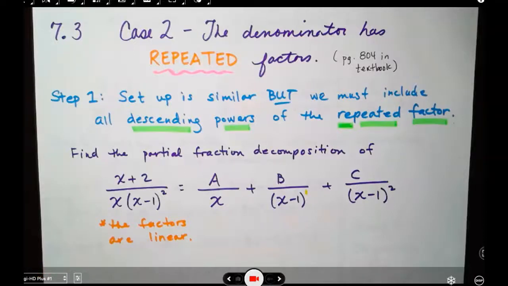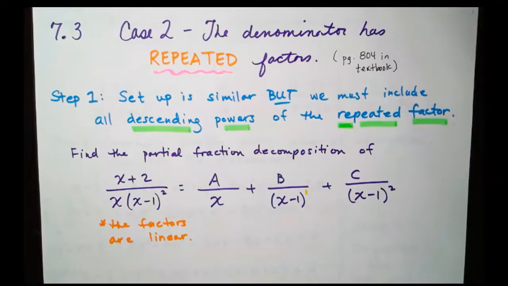Pre-cal, we are back for case 2 of section 7.3. Section 7.3, case 2: what do we do when we have repeated factors in the denominator? So step 1, our setup is similar, but we must include all descending powers of the repeated factor. So once again, setup is the same, but every descending power has to have a representative.